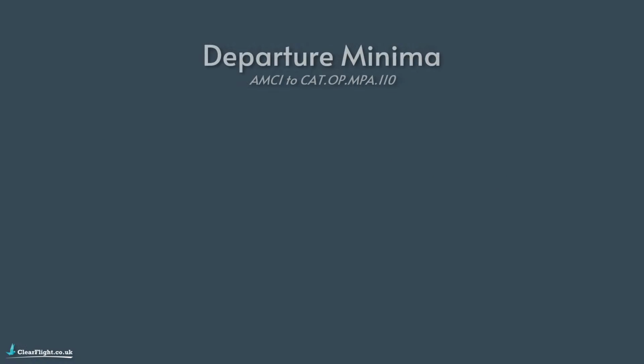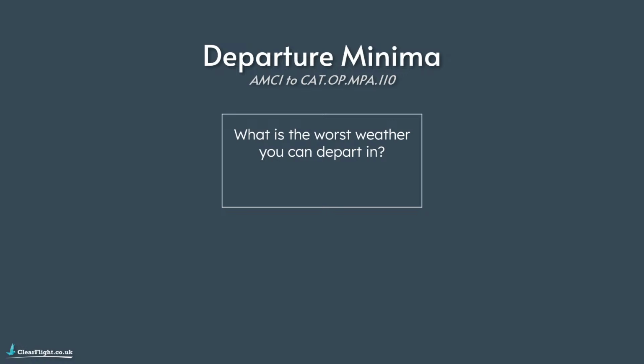Okay, moving on to departure minima then. So the question here then is, what is the worst weather that you can depart in? For the single pilot instrument rating without further training, the answer there is a 400 meter RVR. So you're never going to be able to take off in anything less than a 400 meter RVR.